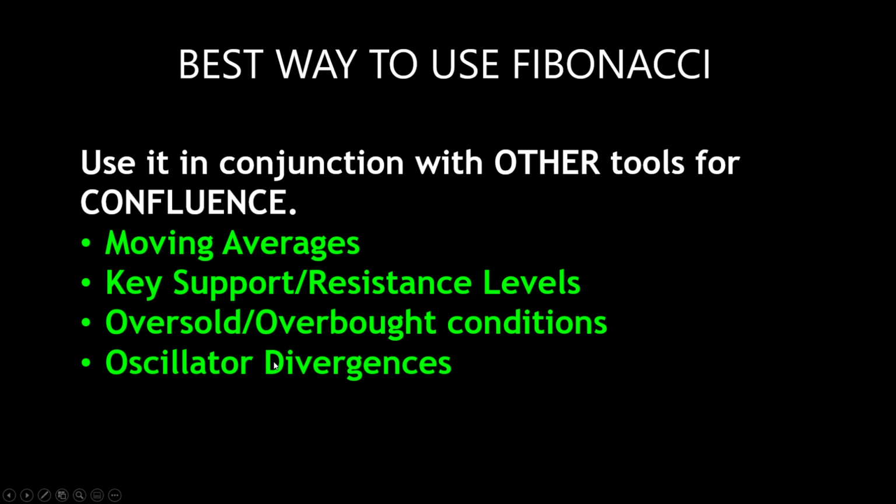So if a market is pulling back and you start to see divergences on, let's say, the RSI on the 4-hour, and you're coming up on the 61.8, that may be a good level to look for an entry with a stop loss below, because you're starting to see momentum shift.